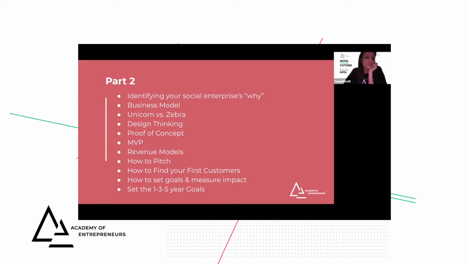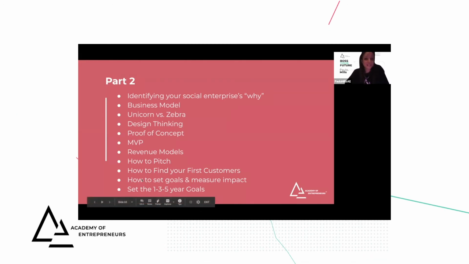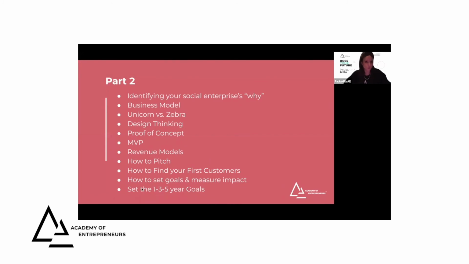We're going to teach you about 15 different revenue models, and 5 of them very focused on social enterprises that most people have never heard of. We're going to teach you how to pitch, how to find your first customers, how to set goals and measure them, and how to build your 1, 3, and 5-year business goals, which is super important because without setting goals, we're never going to be able to progress.